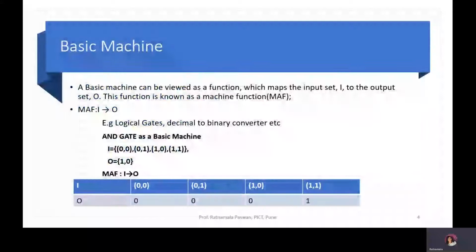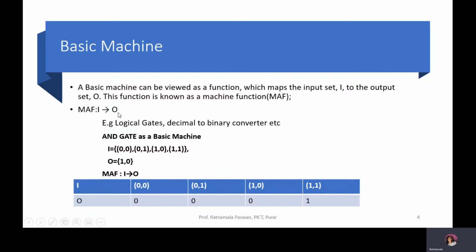with basic machine. A basic machine can be viewed as a function which maps the input set, let us say I, to the output set O. This function is known as a machine function. Mathematically, it is represented as machine function which maps input set I to the output O.